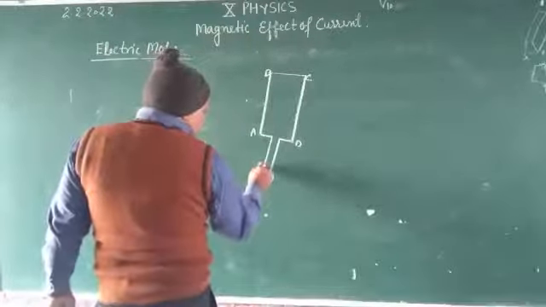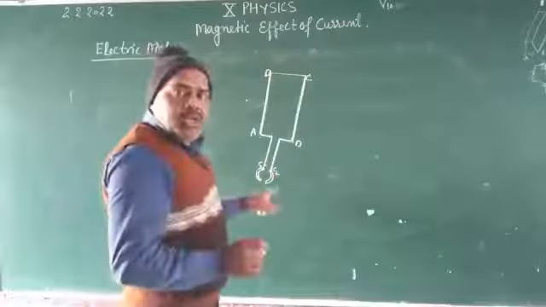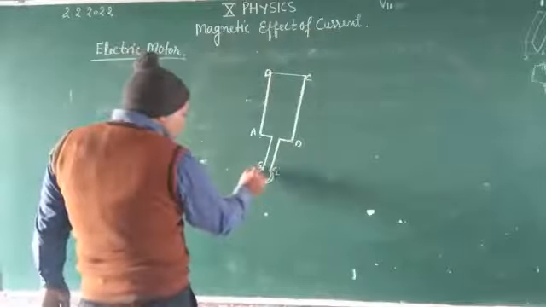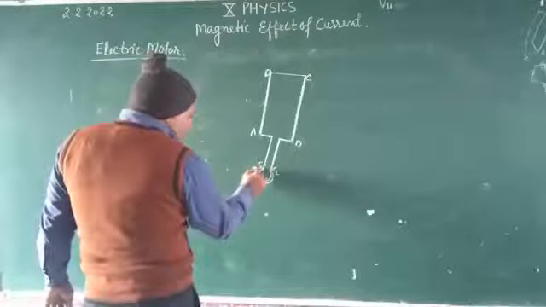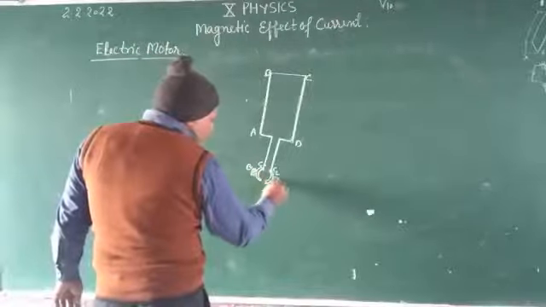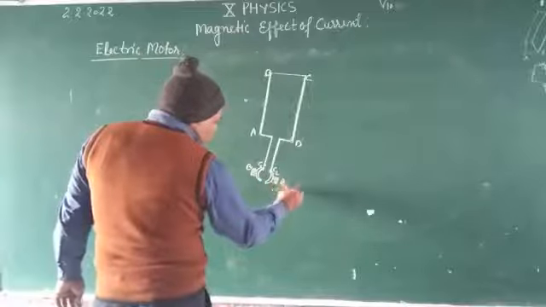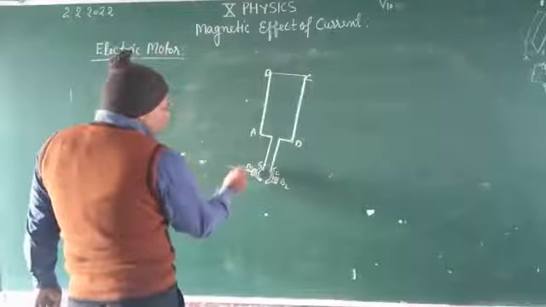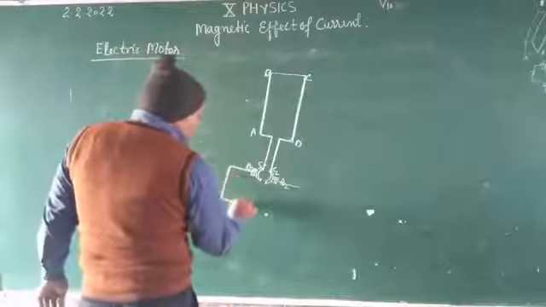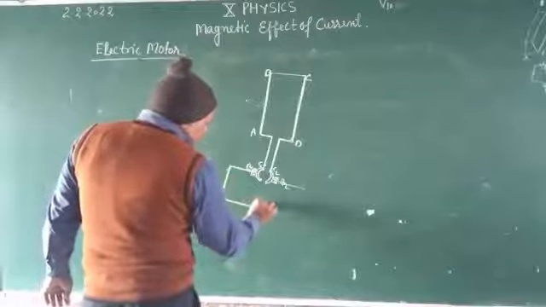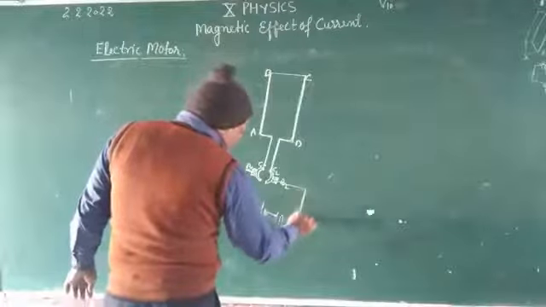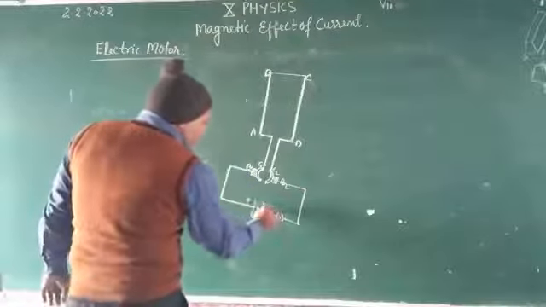C1 and C2. Semicircular ring or commutator ring or split ring. And here attach the two carbon brushes, the first carbon brush B1 and the second carbon brush B2. Okay? And these carbon brushes are connected with the battery key. Okay, this is the plus minus key.